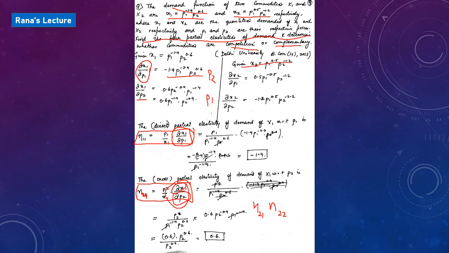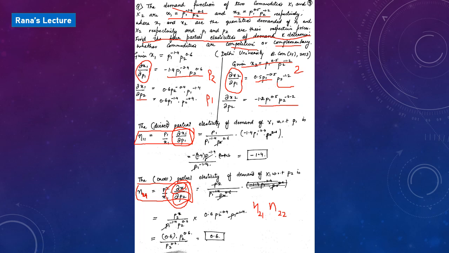We come to the second function that is given. Over here we'll calculate the two partial derivatives, with respect to p1 and then with respect to p2. Delta x2 by delta p1 is equal to 0.5 p1 to the power minus 0.5 p2 to the power minus 1.2. Over here delta x2 by delta p2 is equal to minus 1.2 p1 to the power 0.5 and p2 to the power minus 2.2. We have done the basic steps. Now we need to calculate the four partial elasticities of demand.